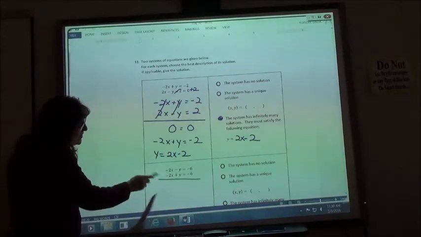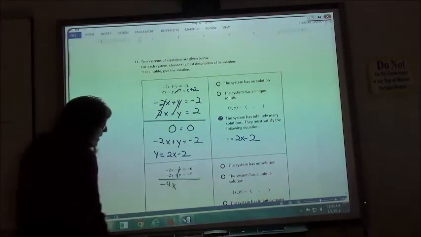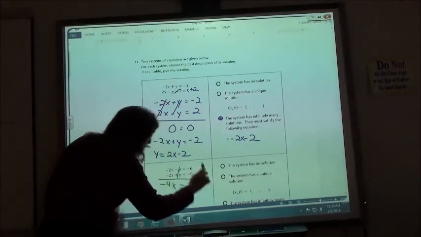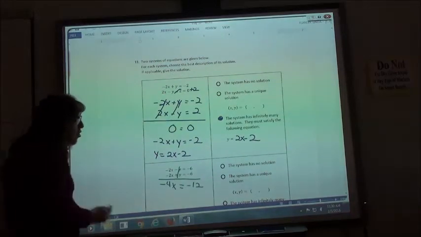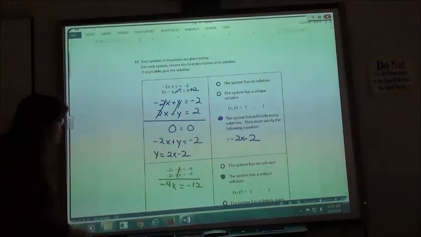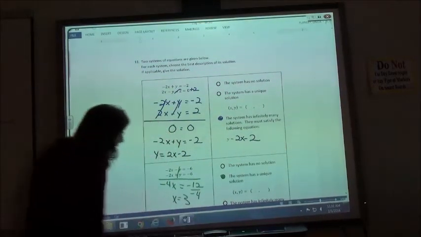This time my x's don't cancel out. I get negative 4x. My y's cancel out. Negative 6 plus negative 6 would be minus 12. So this one is going to solve. I'm going to have a solution to this equation. If I divide by my negative 4, x is going to equal 3.